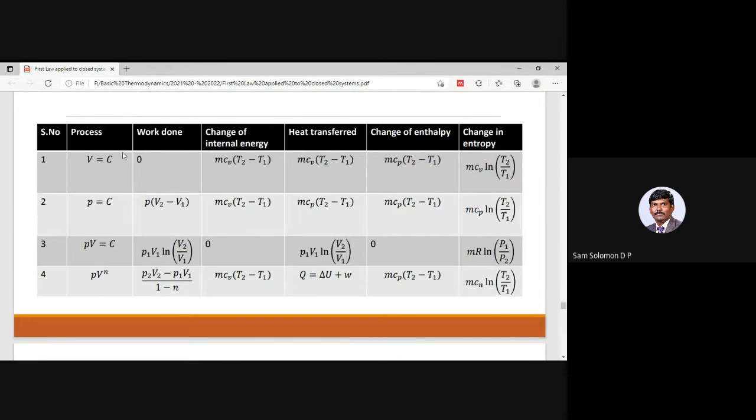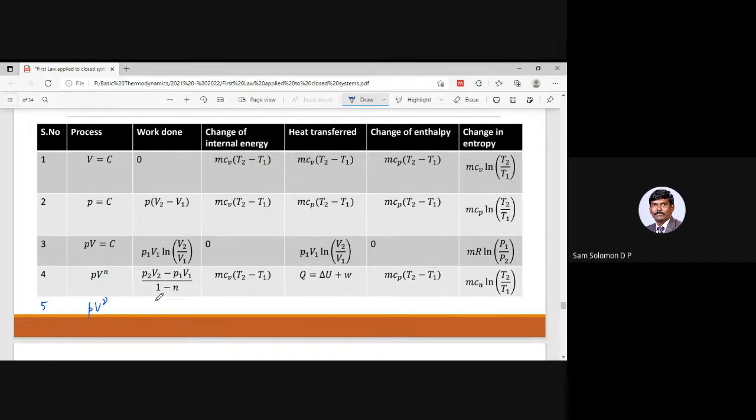So here for the various processes, what is the work done? You can see the work done for an isobaric process, and we have derived all this. I have skipped PV power gamma equal to constant because wherever you have n, you have to simply replace it by gamma. Okay, so that is why I haven't included that.